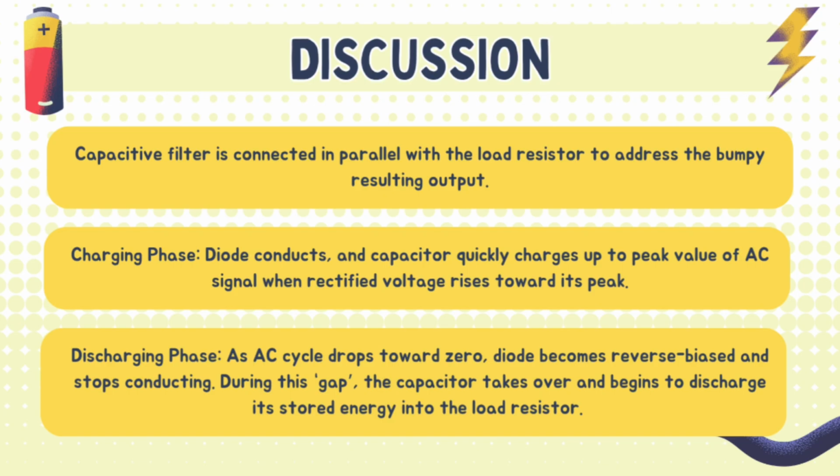Charging phase is when the rectified voltage rises toward its peak. It exceeds the voltage stored in the capacitor. The diode conducts and the capacitor quickly charges up to the peak value of the AC signal. Discharging phase is when the AC cycle drops toward zero. The diode becomes reverse biased and stops conducting. During this gap, the capacitor takes over and begins to discharge its stored energy into the load resistor.